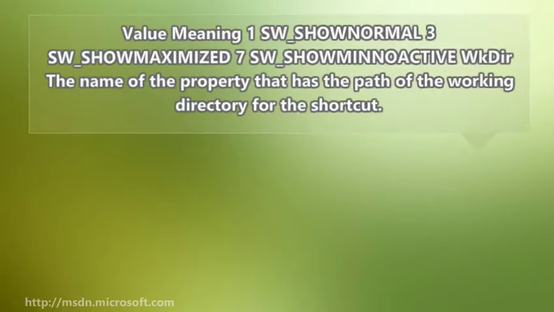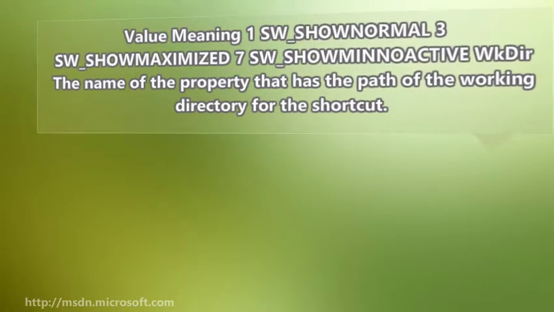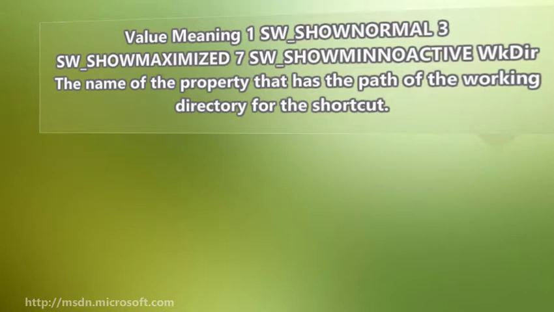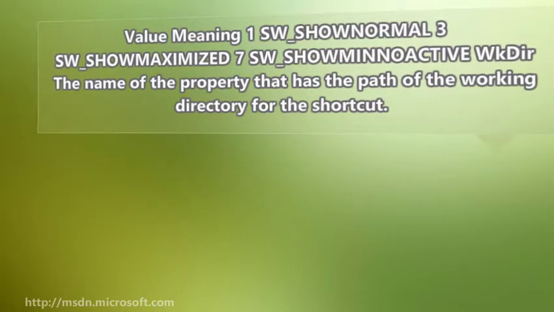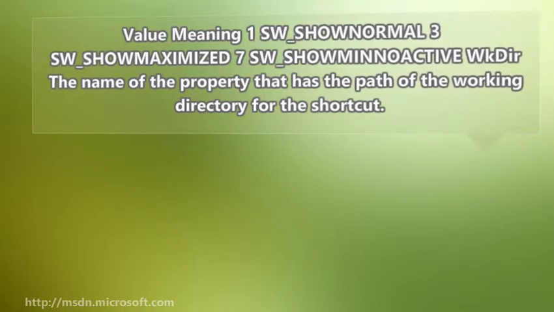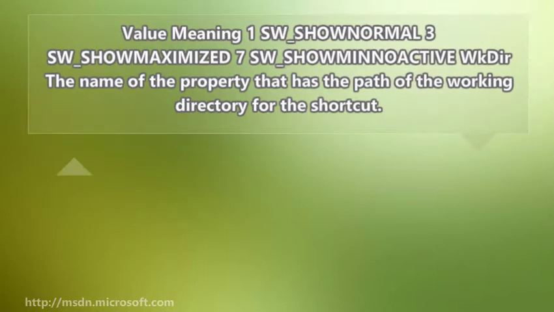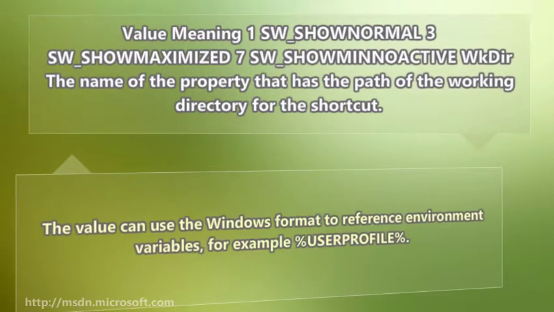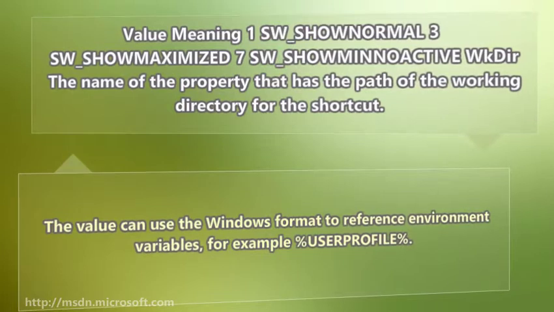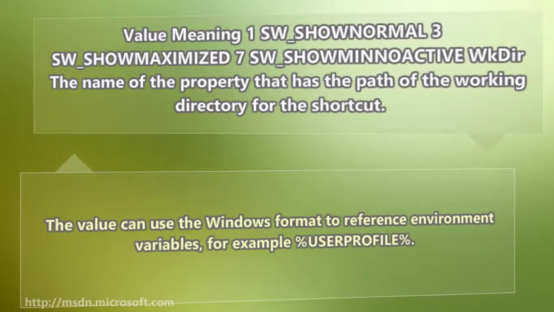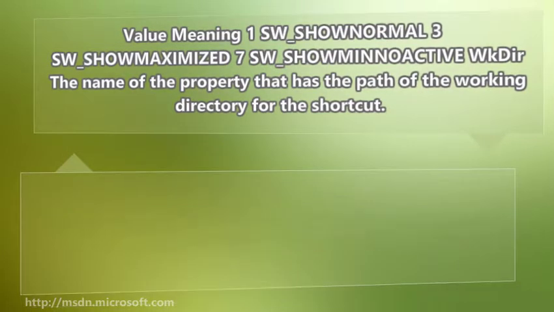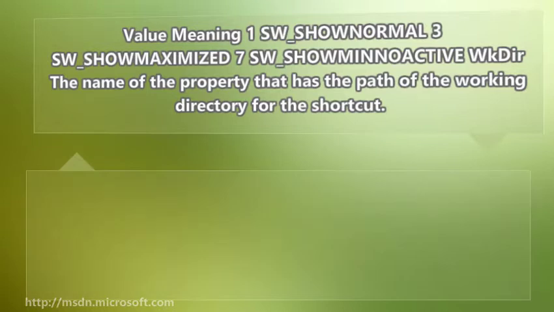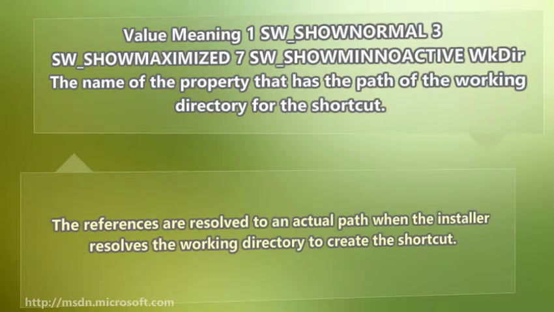Value, meaning: 1, SW_SHOWNORMAL; 3, SW_SHOWMAXIMIZED; 7, SW_SHOWMINNOACTIVE. WkDir: the name of the property that has the path of the working directory for the shortcut. The value can use the Windows format to reference environment variables, for example, %USERPROFILE%. The references are resolved to an actual path when the installer resolves the working directory to create the shortcut.